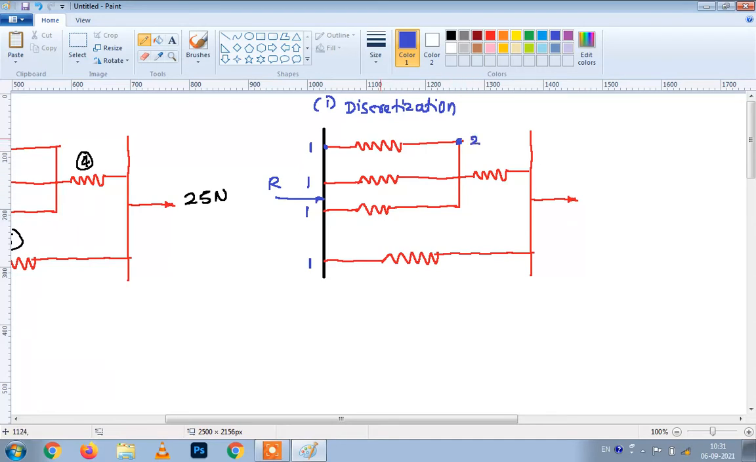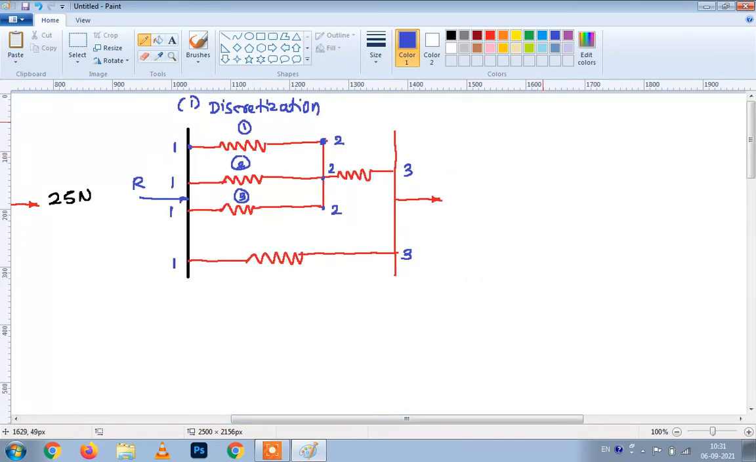Now as these three elements, element number 1, element number 2 and element number 3, are connected to the same platform, all these will be between node number 1 and node number 2. This will be node number 2 to 3 and it will be from 1 to 3.